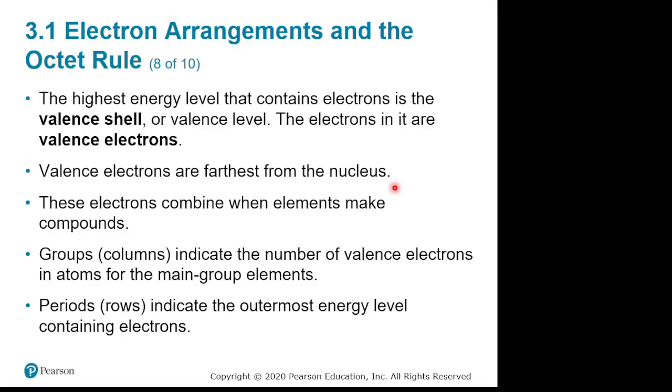So the periods are going to indicate the outermost energy level containing electrons. So period 1, valence shell 1, right? Period 2, valence shell 2. Okay, that's where the valence shell is. So energy level 2 is the valence shell on the elements in period 2. Energy level 1 is the valence shell on period 1. Does that make sense? That's telling you the outermost energy level.